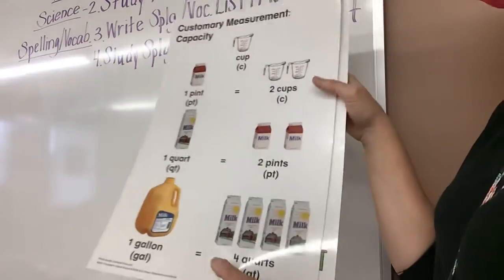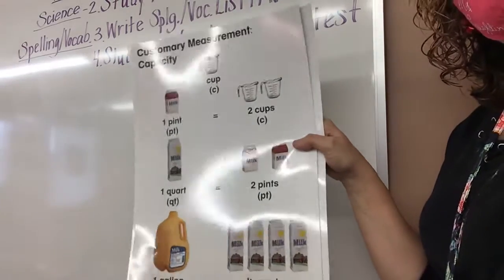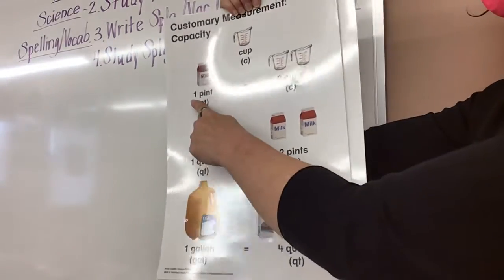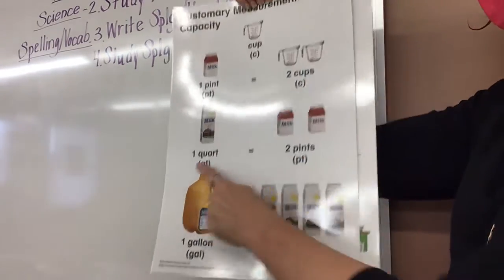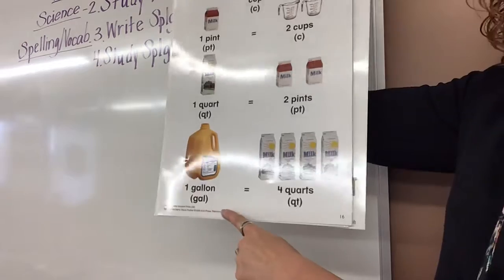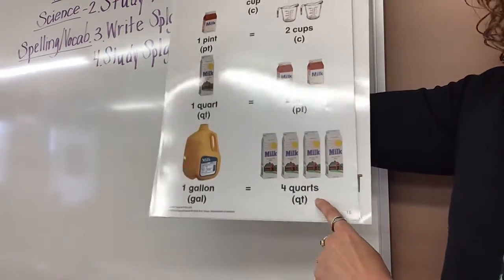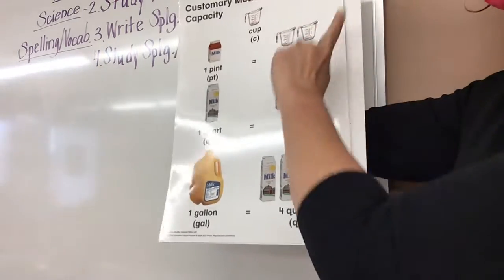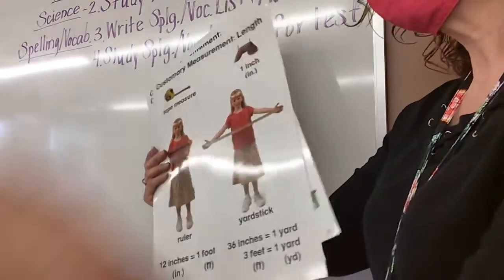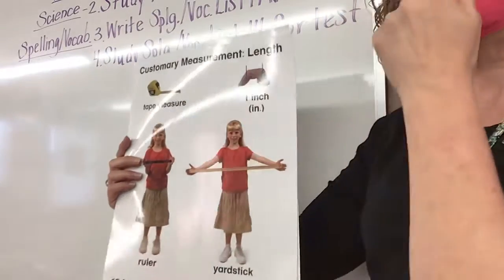All right, then we learned measurements of capacity. That has to do with the amount a container can hold. So we learned 1 pint equals 2 cups. 1 quart equals 2 pints. 1 gallon equals 4 quarts. Or the fun way to say it is 2 cups in a pint, 2 pints in a quart, 4 quarts in a gallon. Alright, then we moved on to measurements of length, that's what they call it.